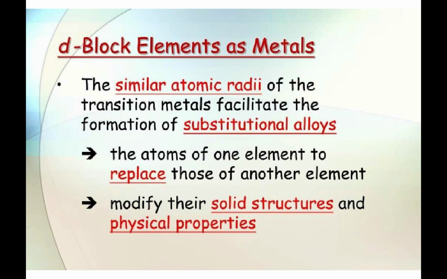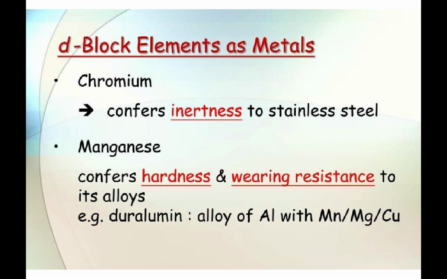Now another characteristic of d block elements is that they show similar atomic radii. Because of that, it is the main factor which helps the formation of substitutional alloys. Due to the similar atomic radii, in one element the atom will replace the atom of another element. So the reaction undergoes easily, with modification of solid structures, physical properties and all that.